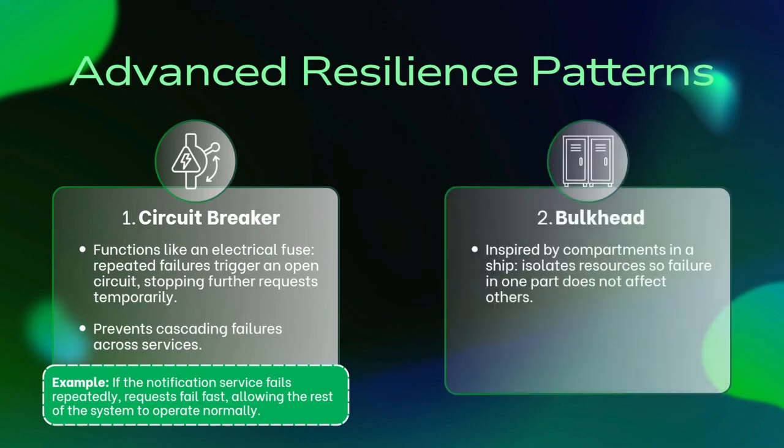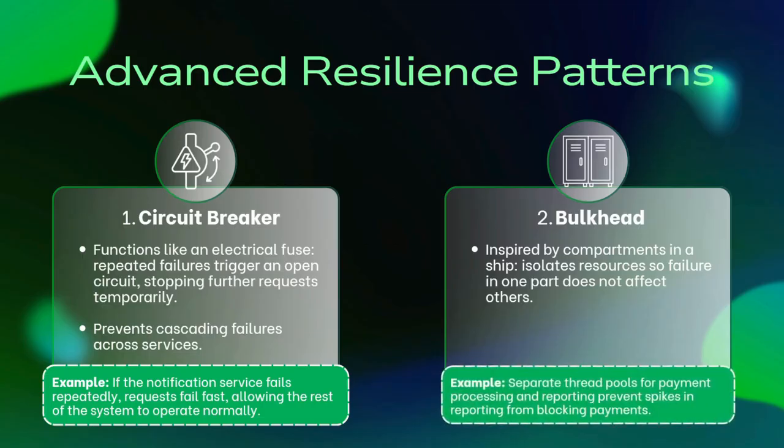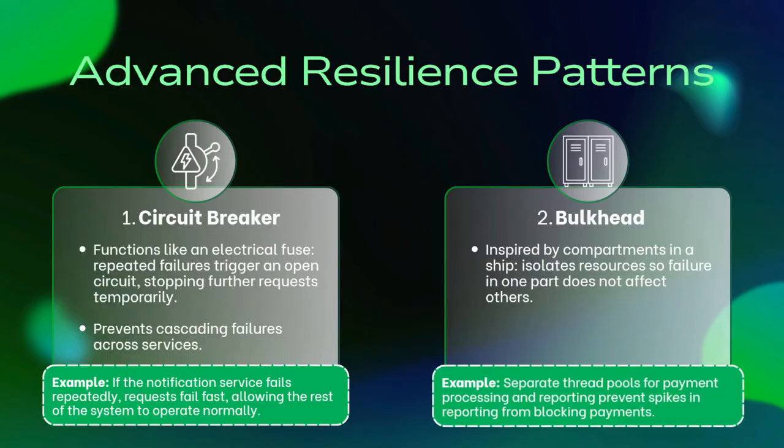Second, bulkhead. It is inspired by compartments in a ship. Isolate resources so failures in one part do not affect others. Example, a separate thread pool for payment processing and reporting prevents a spike in reporting from blocking payments.